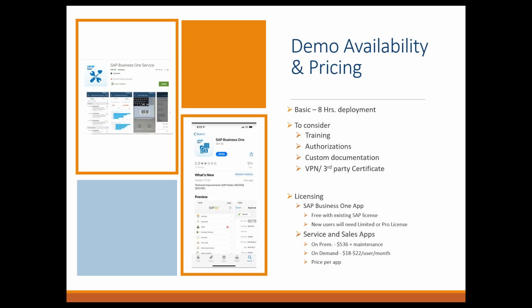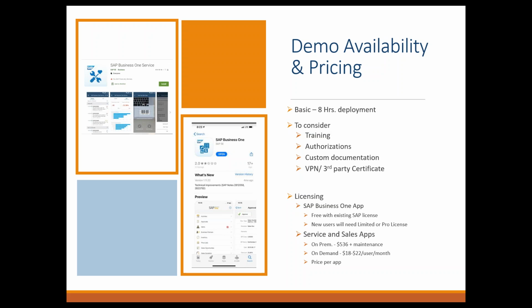Licensing, which was a question. The SAP Business One app, the generic app, is free with an existing SAP license. If you have users already using SAP Business One, you don't need to license that app. You just need to enable the app and have the B1i enabled, and then they will be able to use the app using their regular user and password. For new users, they will need either a limited or professional license in order to access the app.